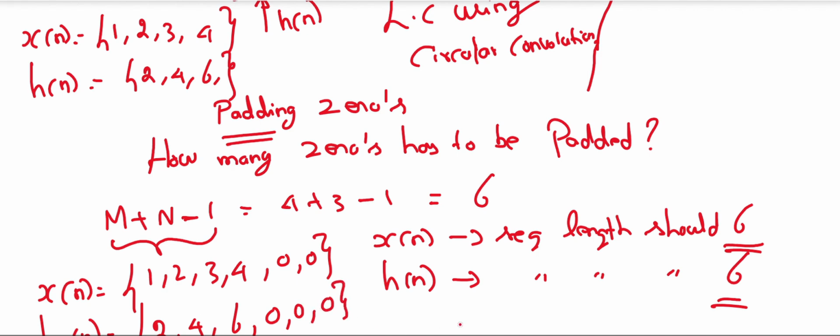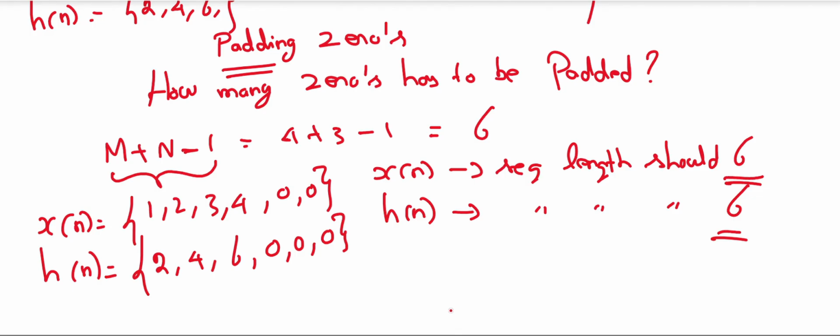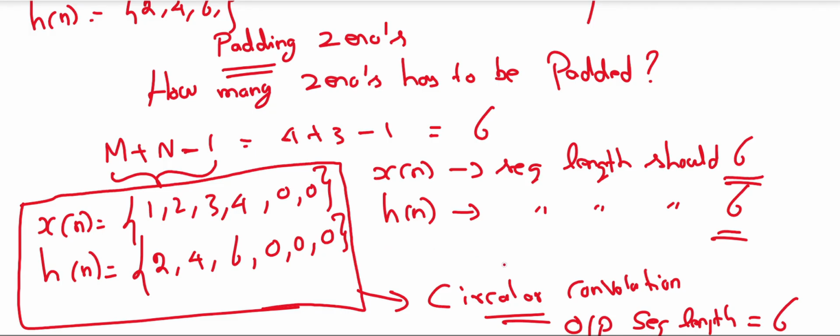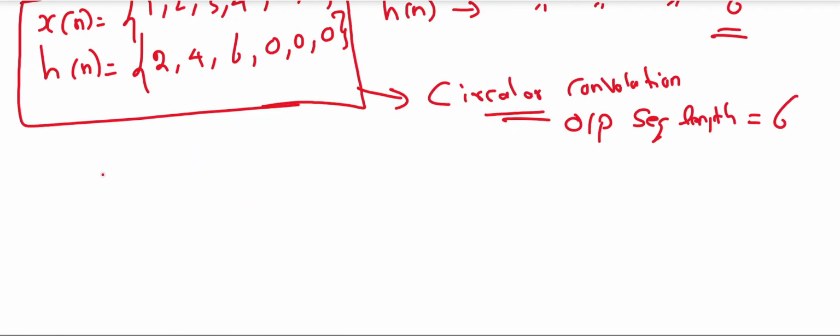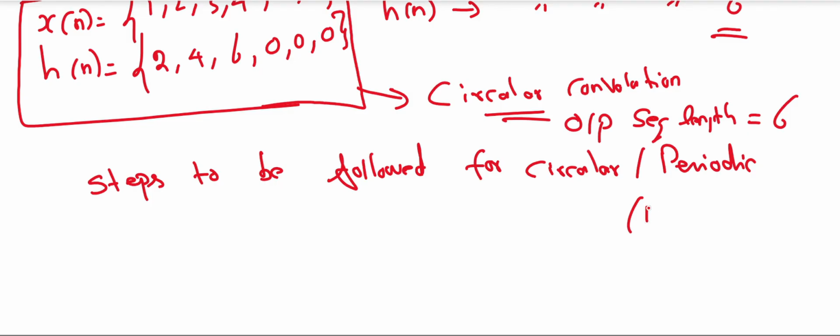Now, if you perform circular convolution with both sequence lengths 6, the output sequence length is also 6. But if you want to perform linear convolution, then the length to be padded to is m plus n minus 1.